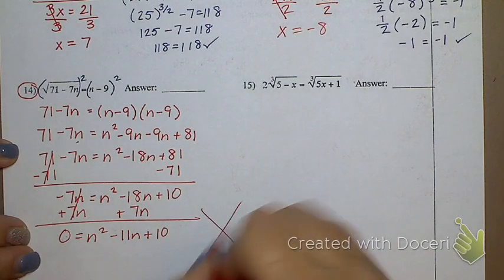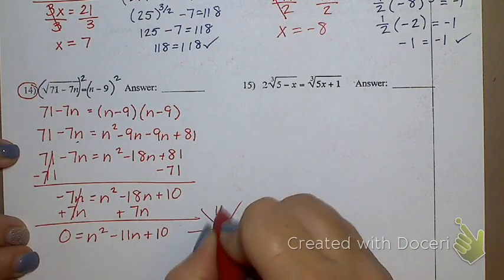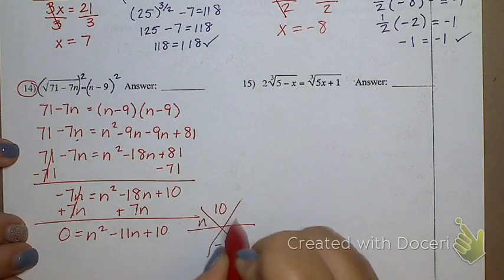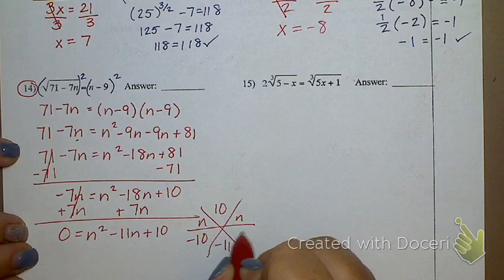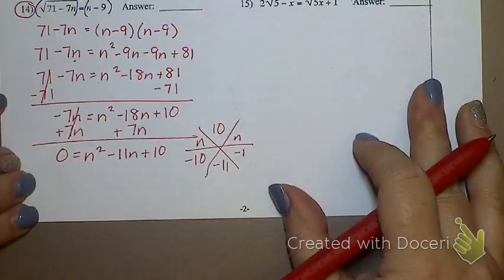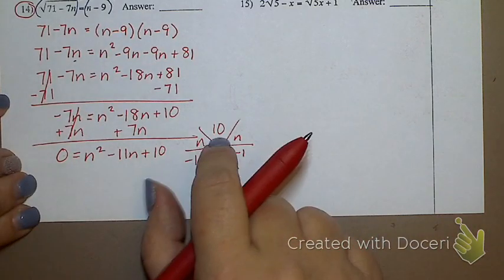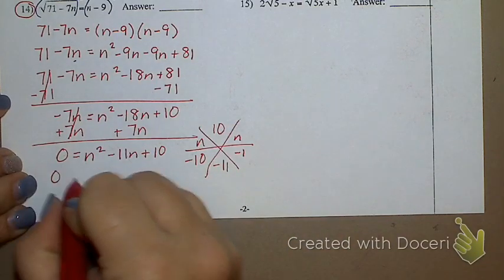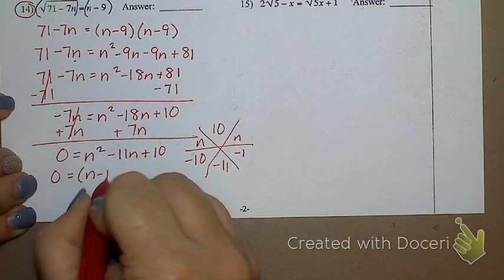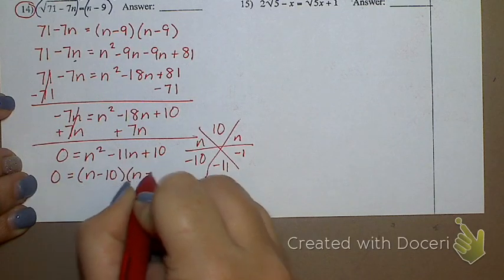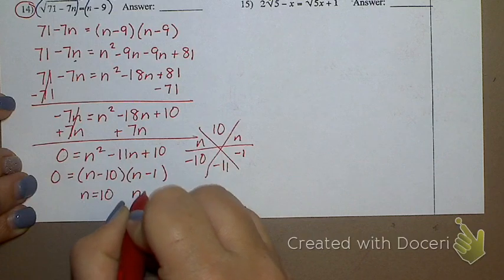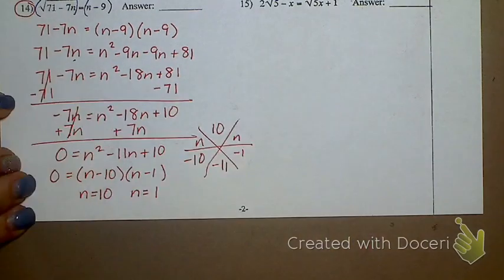If I snowflake that, I think I have negative 10 and negative 1. Right? Negative 10 times negative 1 equals positive 10. Negative 10 plus negative 1 equals negative 11. So that gives me n minus 10 and n minus 1. I get an answer of n equals 10 and n equals 1.